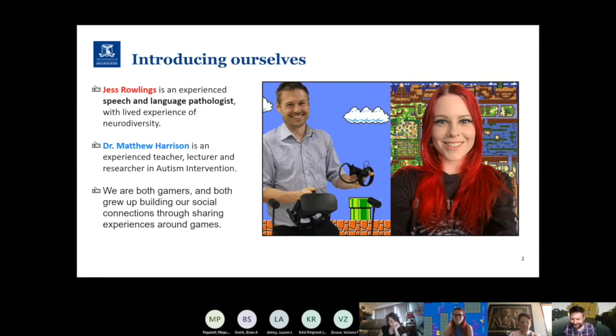Yeah, and my name is Matthew Harrison, as Bron introduced. I coordinate the Autism Intervention Program at the Melbourne Graduate School of Education. And just by pure chance, Jess and I crossed paths this year. And so we're both avid gamers. We both grew up building a lot of our social connections through gaming. I grew up in the late 80s, early 90s. So probably playing, I thought, different games from Jess, but turns out Jess is also a huge Legend of Zelda fan. So that was pretty awesome.